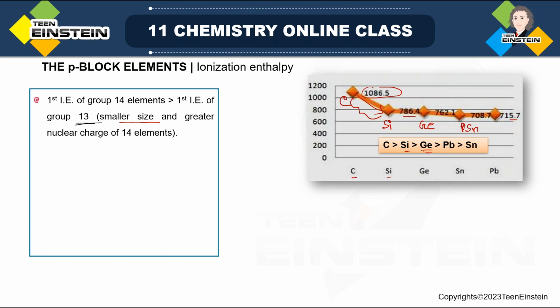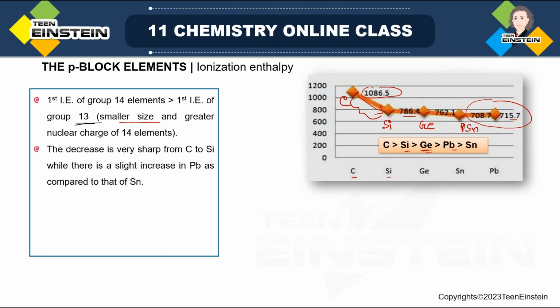So that is why, see, after germanium we have written Pb. In this part, it is not according to our expectation. And again, the reason is the introduction of D and F orbitals. So we can say the decrease from carbon to silicon is very sharp, while there is a slight increase in Pb when you are moving from Sn. From Sn to Pb down the group, our expectation is that it should decrease, but it is actually increasing, though it is a very slight increase.